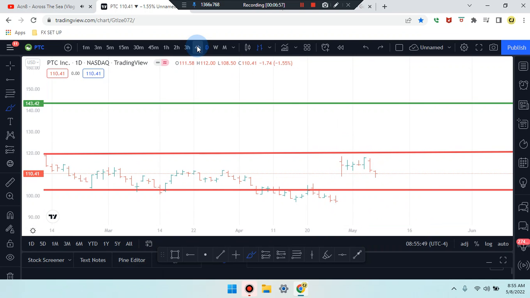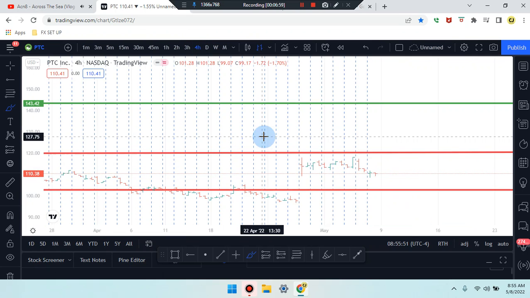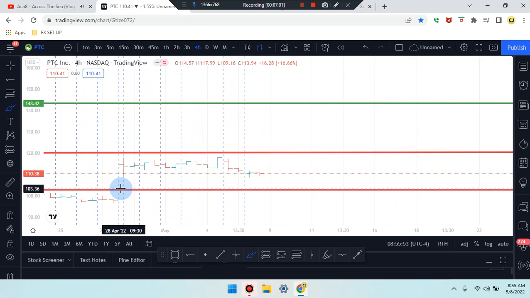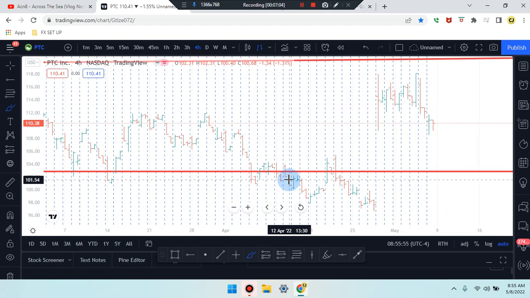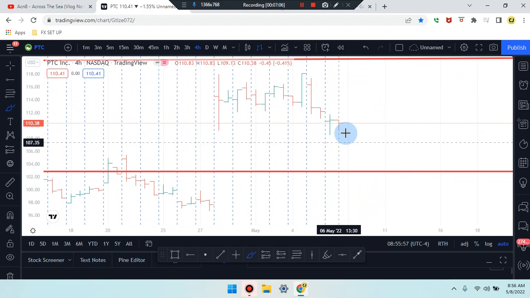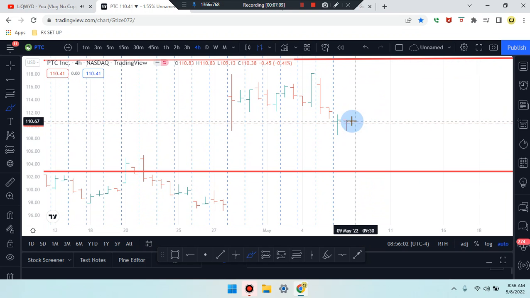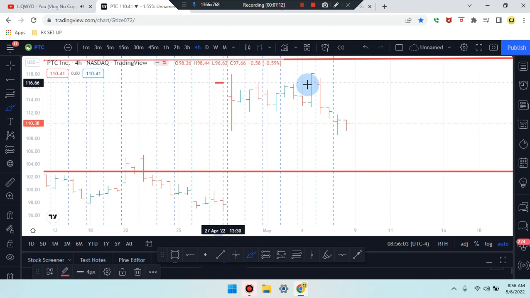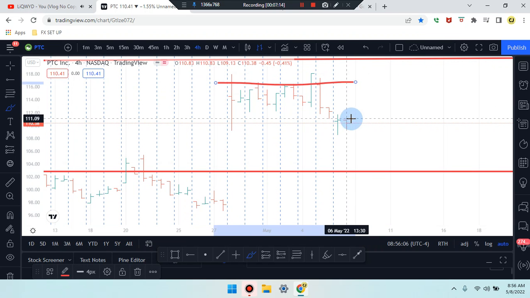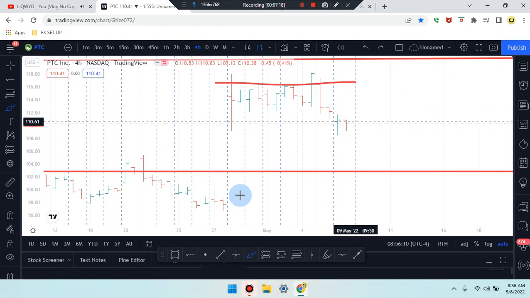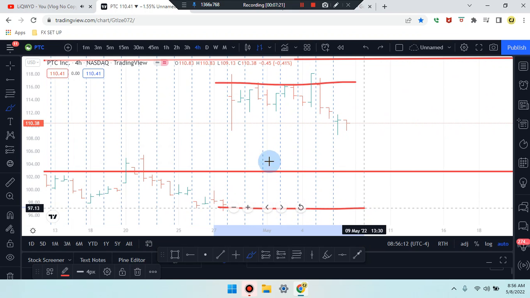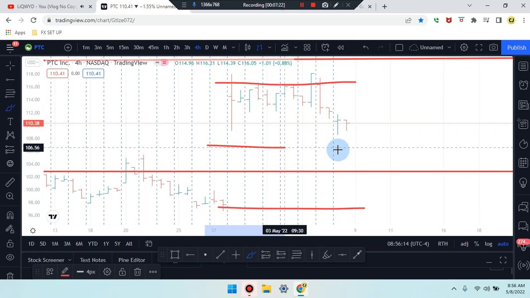Headed down to a 4-hour time frame to see what's going on. Price action on the 4-hour is a bearish candle. So let's break this chart down. We have price action highs right here. We have price action lows. And last but not least, we have the midpoint in the middle.